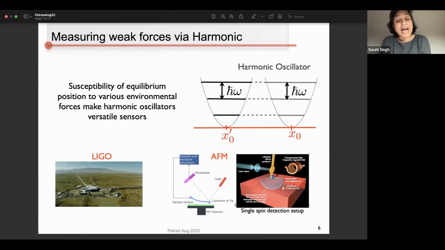Similarly, if you have a mass on spring system, a harmonic oscillator, classical or quantum, and a weak external force acts on it, it's going to move, and you can monitor the position of your harmonic oscillator to get to know about weak forces that are acting on it. This is the working principle behind AFMs or large-scale interferometers like LIGO.